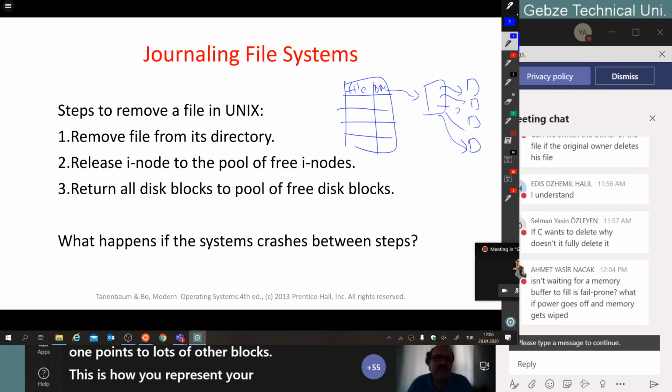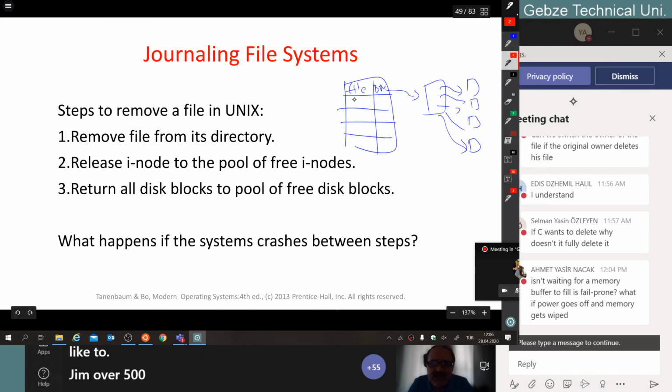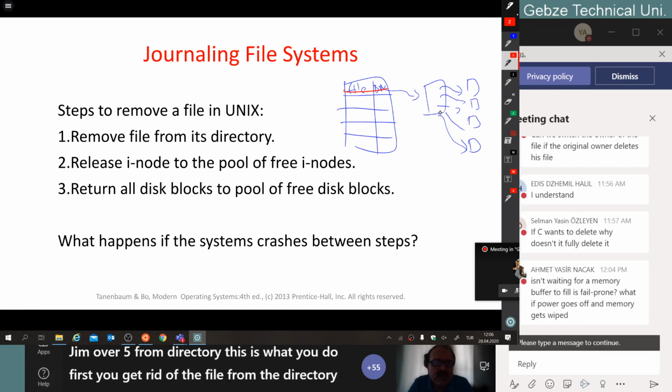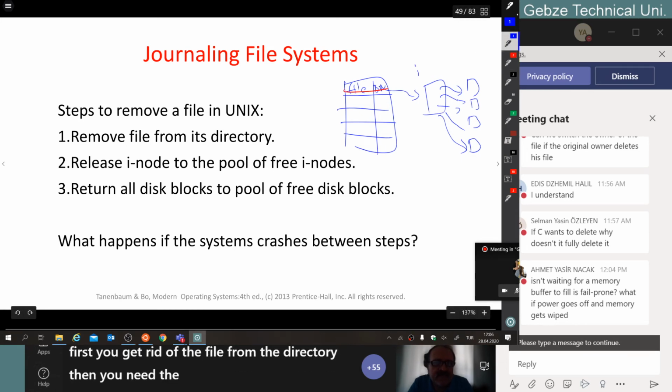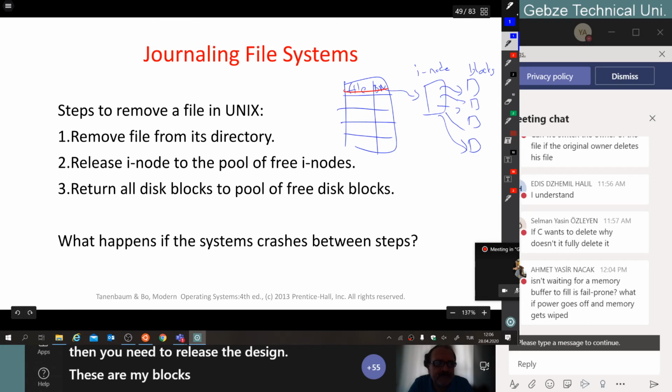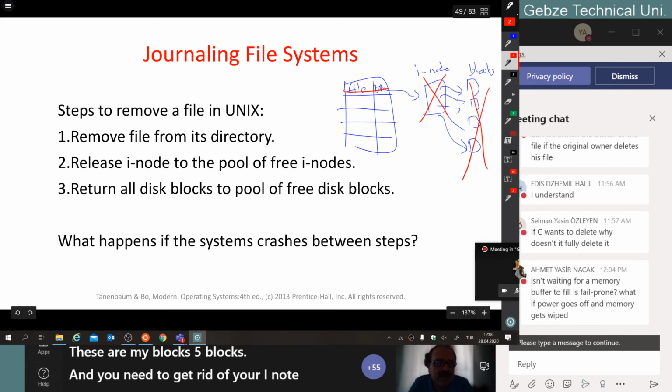This is how you represent your files in Unix, right? So whenever you would like to remove a file from a directory, this is what you do. First, you get rid of the file from the directory. Then you need to release its inode, and these are my blocks, 5 blocks. You need to get rid of your inode. Then after that, you need to get rid of your blocks.